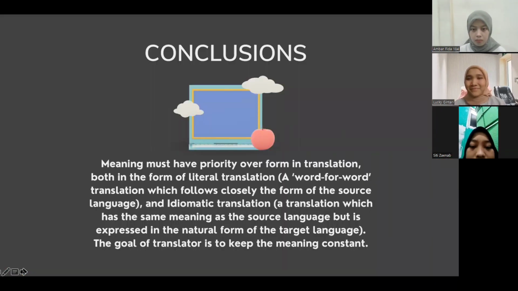And the conclusion is that meaning must have priority over form in translations, both in literal translation, a word for word translation which follows closely the form of the source language, and idiomatic translation, a translation which has the same meaning as the source language but is expressed in the natural form of the target language. The goal of the translator is to keep the meaning constant.